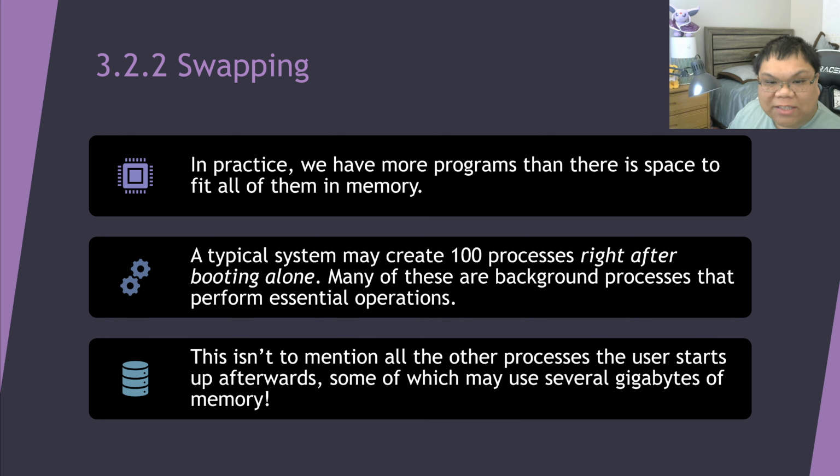So, a typical system may create like 100 different processes. Some of them are background processes. This isn't to mention all the other processes the user starts up afterwards, some of which may use several hundred megabytes or several gigabytes of memory. So some of the programs that we run these days are memory hungry.